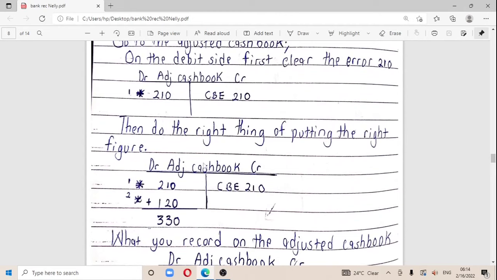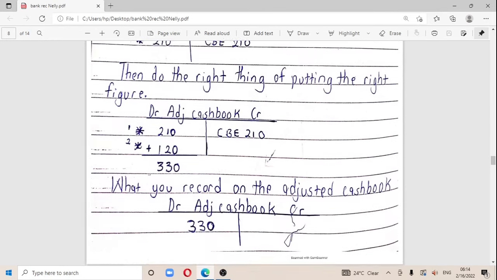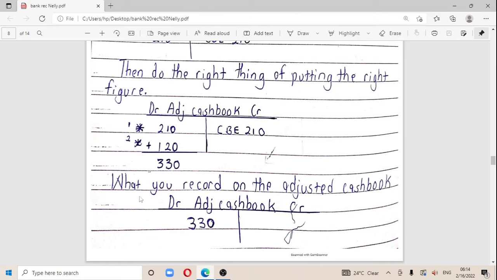So still on the adjusted cash book, the first one you say 210, and the second one you put the right figure. Meaning that if you add the 210 plus 110, you're going to get 330. So what are you going to record? When you're recording, these two is not what you record. This is just like a working of what you are driving at, what you should record. So what you should record on the adjusted cash book will be, you will say debit side, adjusted cash book, credit side, and you come and put 330.